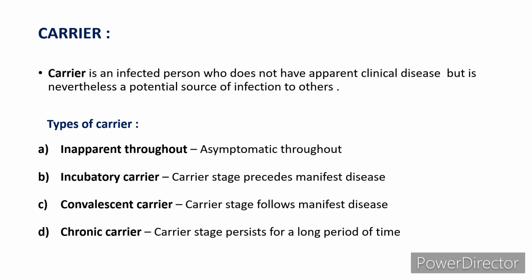And opposite to this, the convalescent carrier. The carrier stage follows manifest disease. After manifest disease, we see this stage. And the last one is the chronic carrier. The carrier stage persists for a long period of time in the chronic carrier type.